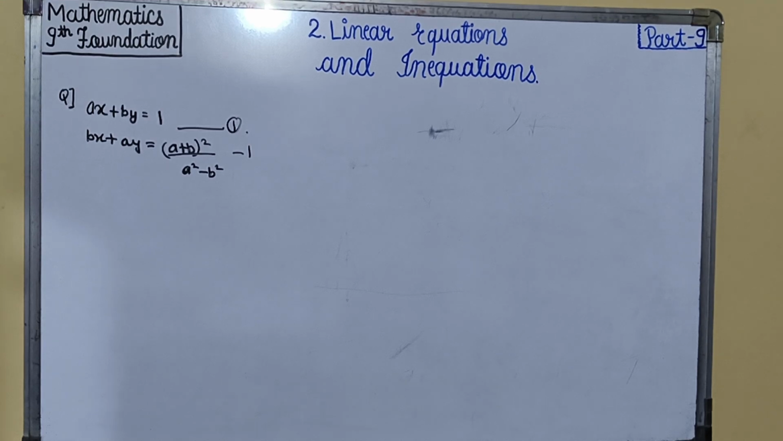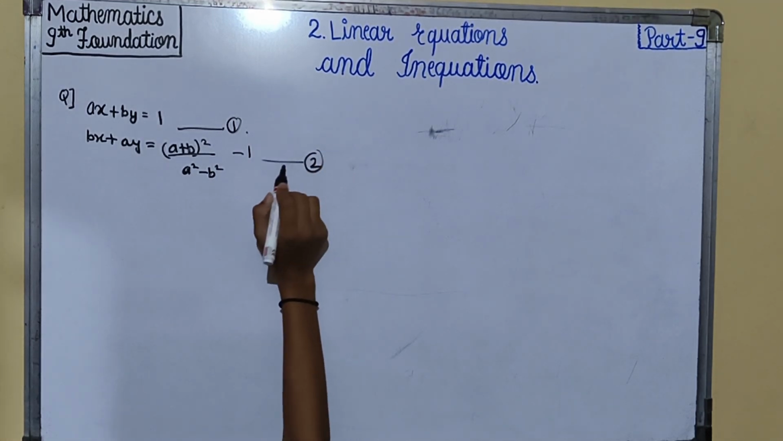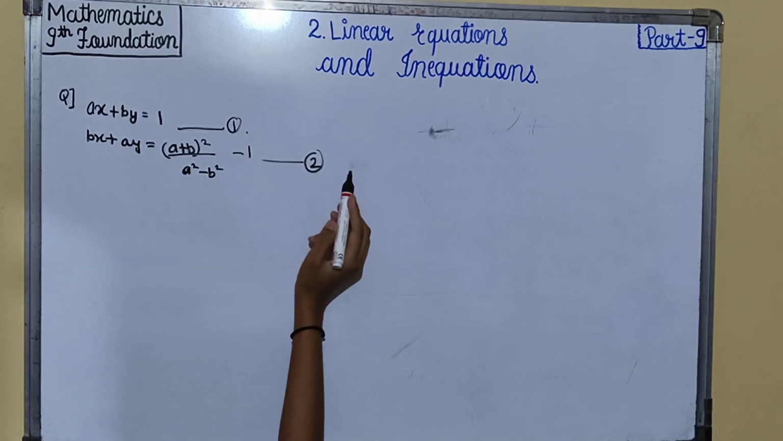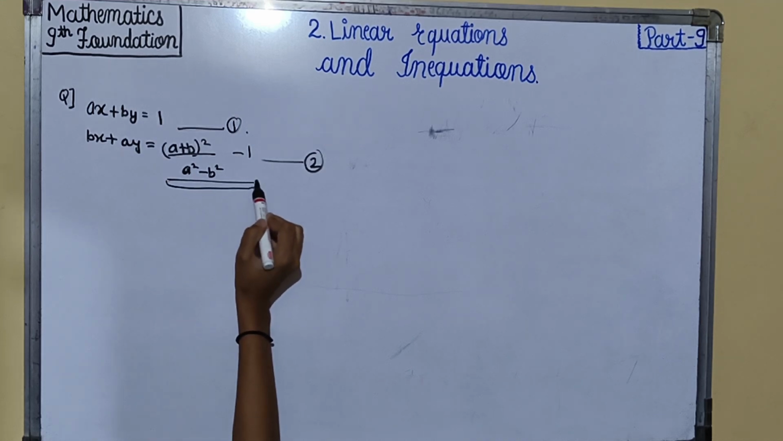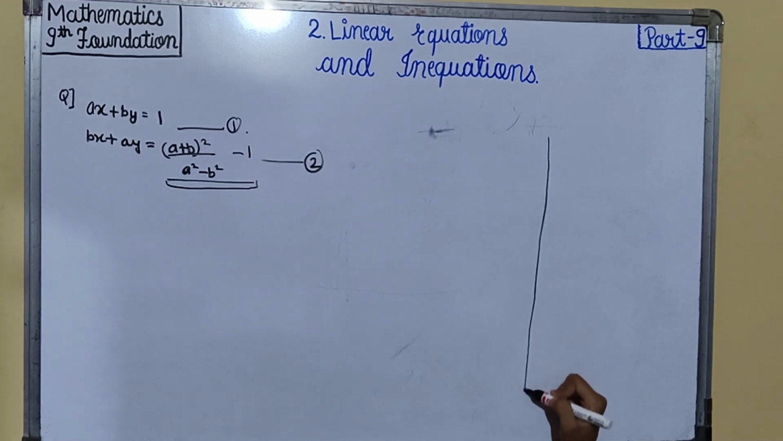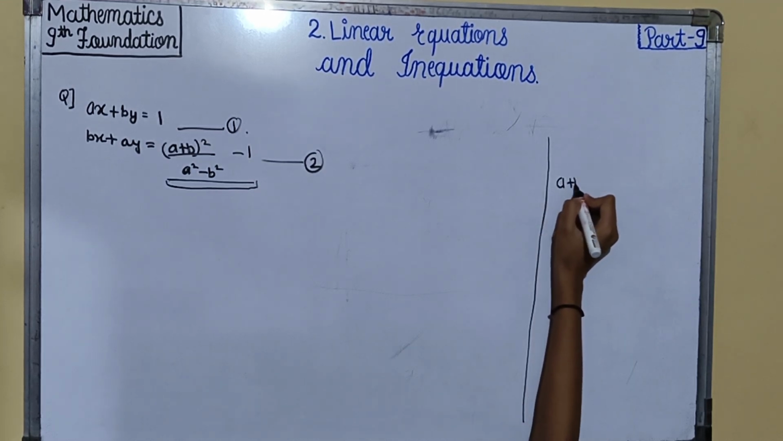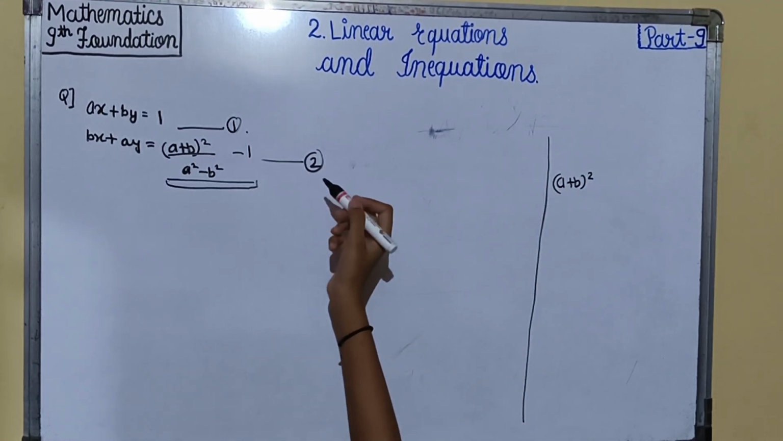So we can solve this by any method. First of all, we'll use the method of equating coefficients. Before that, to make our work easy, we'll simplify this term. So the term is (a plus b) whole square upon a square minus b square, minus 1.